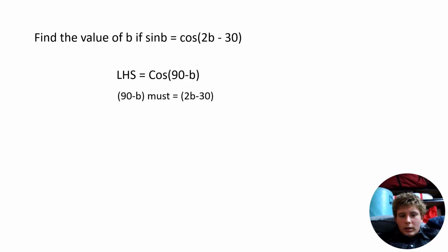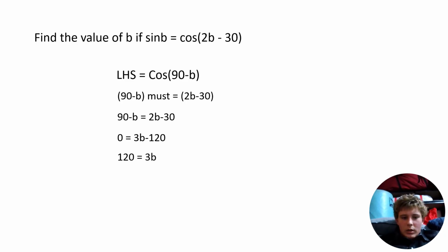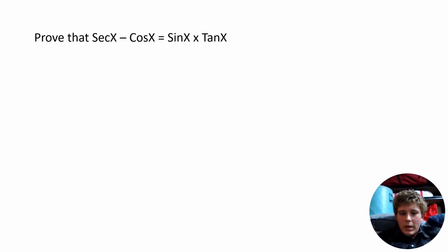So now 90 minus b must be equal to 2b minus 30, as both are cos and the statement is that they are equal. So 90 minus b equals 2b minus 30. Just move everything over to one side, as you would do: 0 equals 3b minus 120. 120 equals 3b, and b equals 40. So that is the final answer and the value of b.